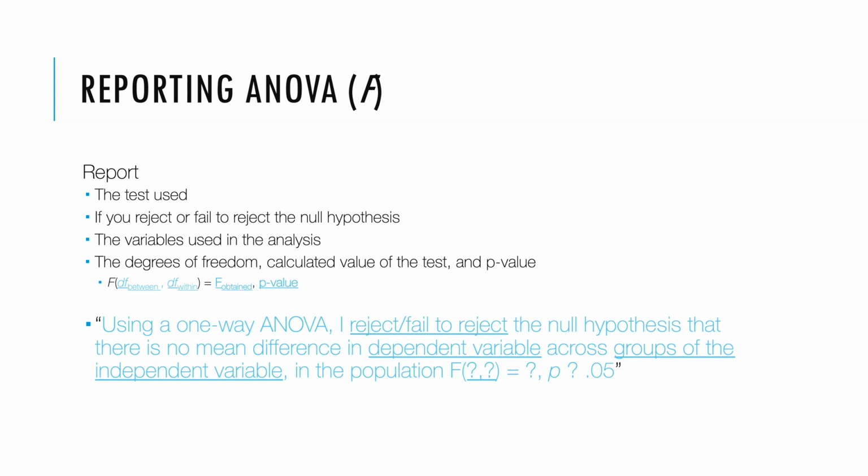Remember, we're estimating these parameters based on statistics. In the population, F of degrees of freedom between, comma, degrees of freedom within, equals some F obtained value, comma, P is either greater than or less than or equal to 0.05.